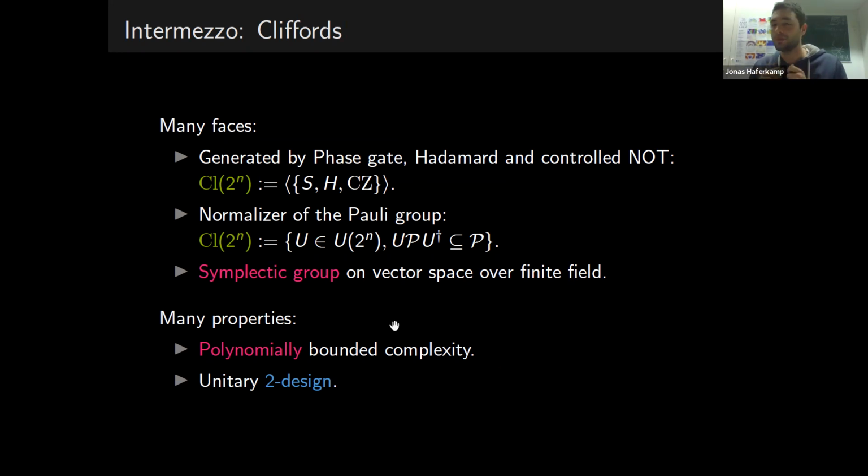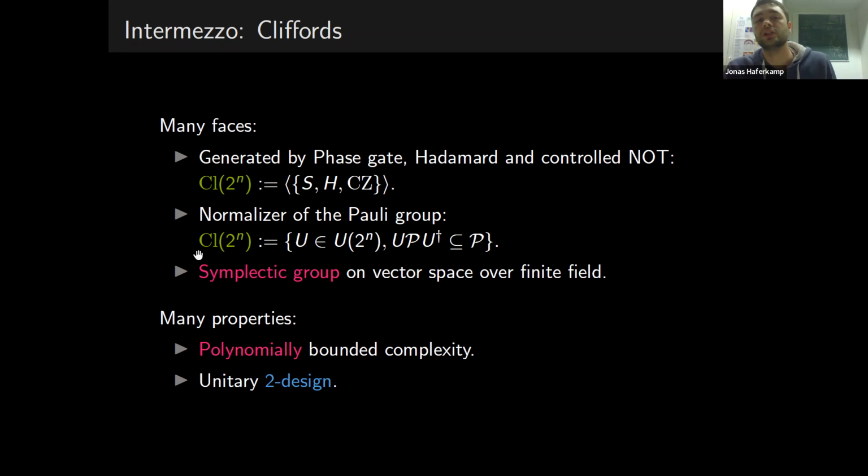The Clifford group is a magnificent algebraic structure that lives in the multi-qubit unitary group. It can be defined in various different ways. The most boring one is that it's a set of unitaries that you generate using phase gates, Hadamard, and controlled NOT. A better definition would maybe be the set of all unitaries such that if you twirl a Pauli operator, you end up with another Pauli operator. And there are also more fancy definitions that basically identify the Clifford group, up to a factor, with the symplectic group on F2, a vector space over finite fields.